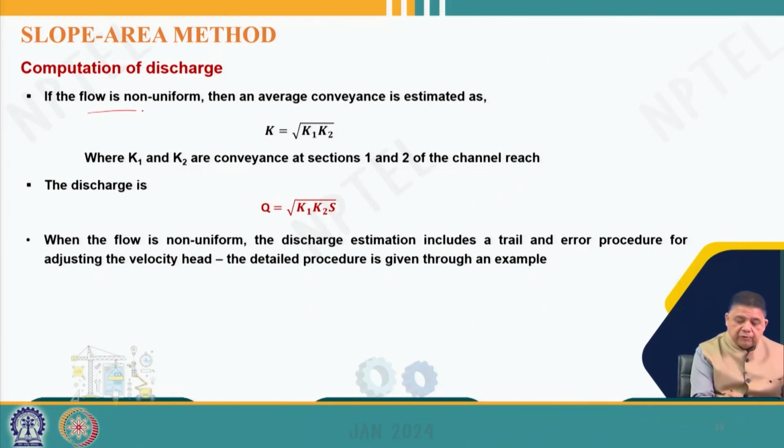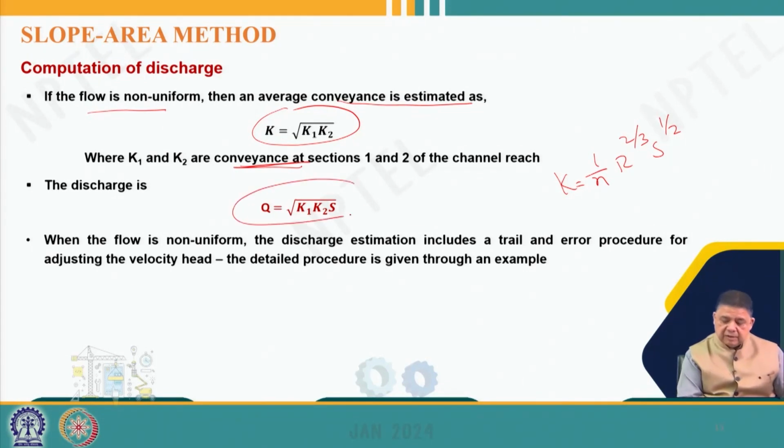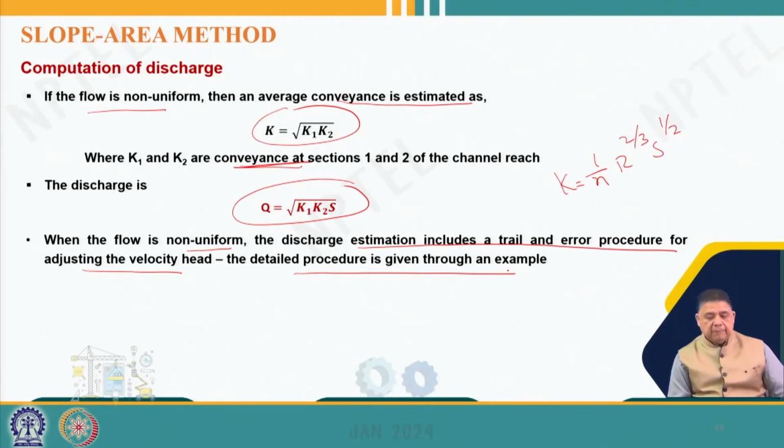Now, if the flow is non-uniform, that means if the cross section changes, then the average conveyance is estimated, that is K is square root of K1 times K2, where K1 and K2 are conveyances. Already we have seen conveyance is 1 by n, R to the power 2 by 3, S to the power half, which is nothing but the K. So, conveyance at the two sections is calculated and discharge is given by this relationship: K1 K2 times S, where S is the slope. When the flow is non-uniform, the discharge estimation includes a trial and error procedure for adjusting the velocity head, and we will see that through an example.